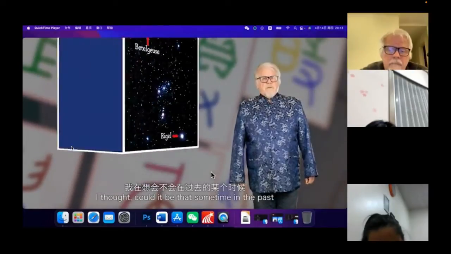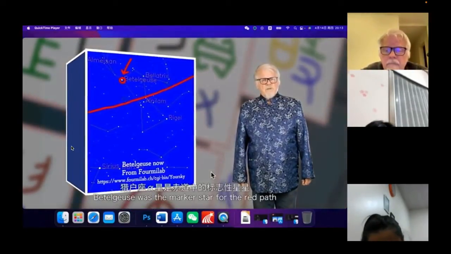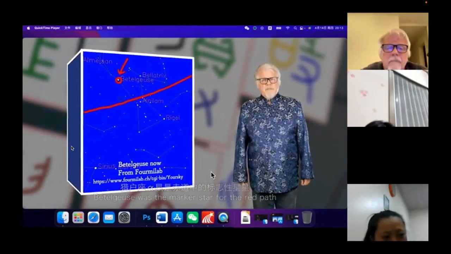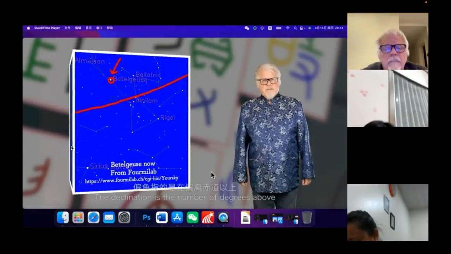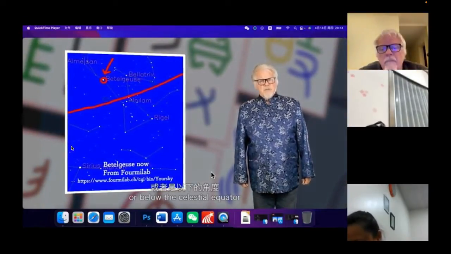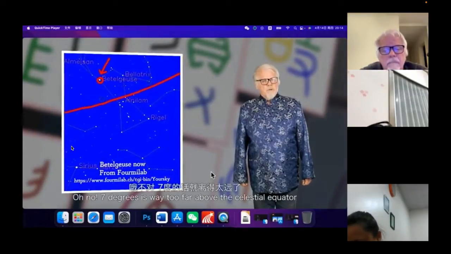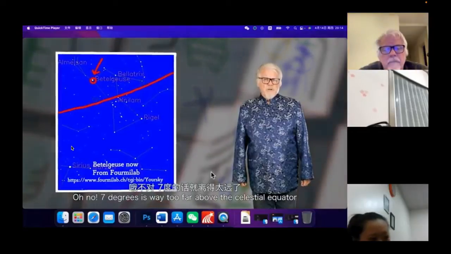I thought, could it be that sometime in the past, Betelgeuse was the marker star for the red path? I found that its declination today is 7 degrees. The declination is the number of degrees above or below the celestial equator. Oh no, 7 degrees is way too far above the celestial equator.